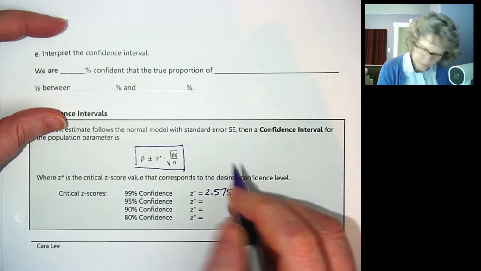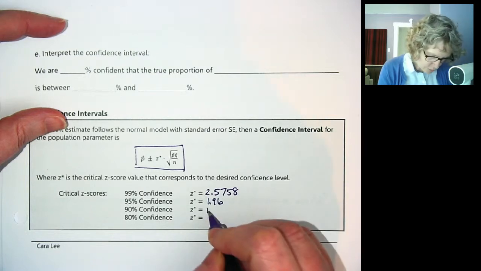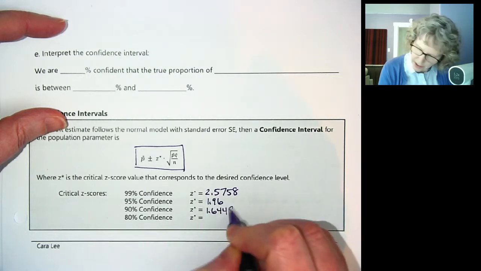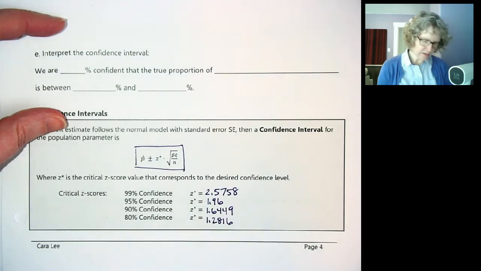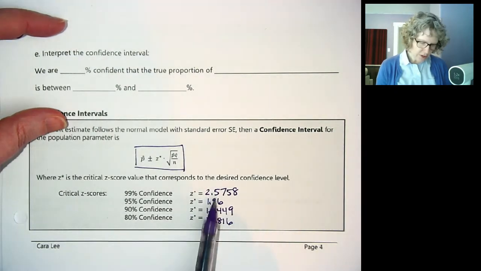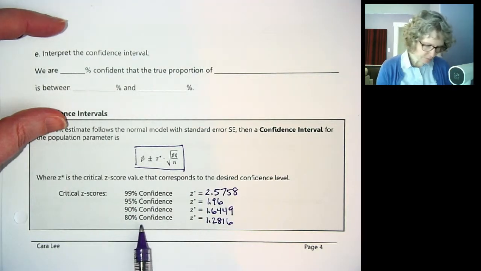2.5758, 1.96, 1.6449, and 1.2816. Okay, so we'll be using whichever number corresponds to our confidence level.